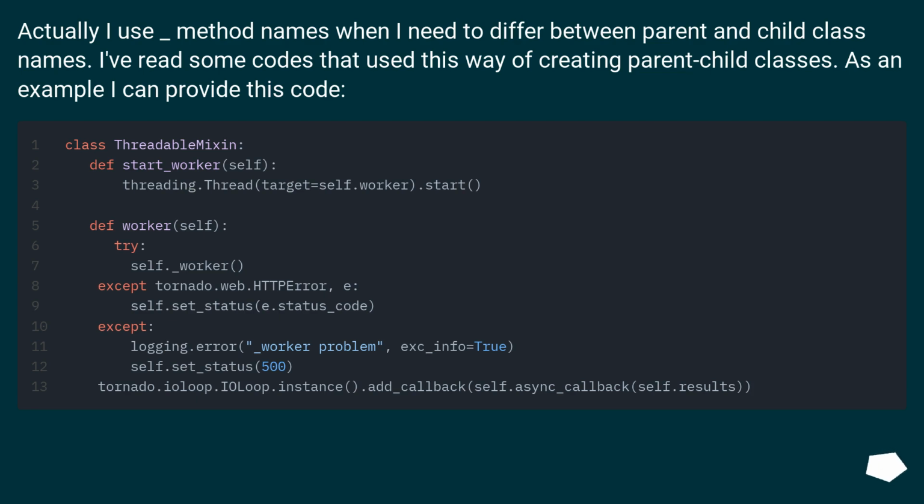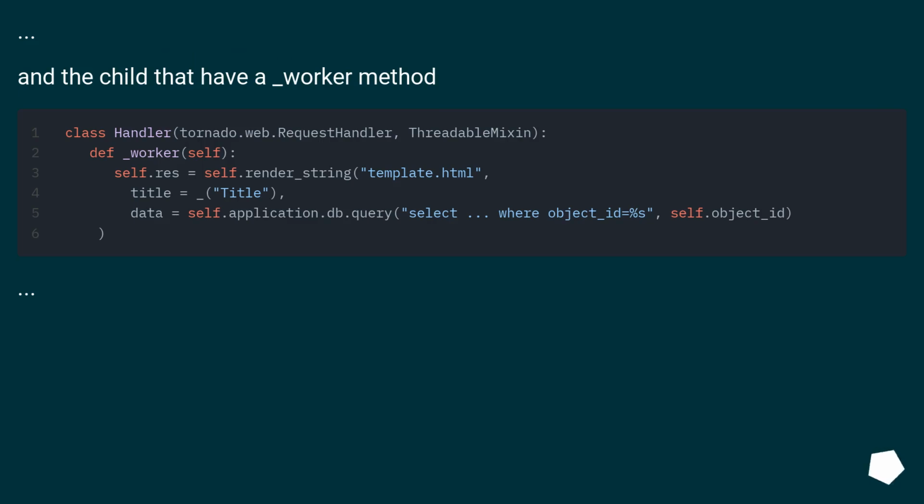Actually, I use underscore method names when I need to differ between parent and child class names. I've read some code that uses this way of creating parent-child classes. As an example, I can provide this code. And the child that has an underscore worker method.